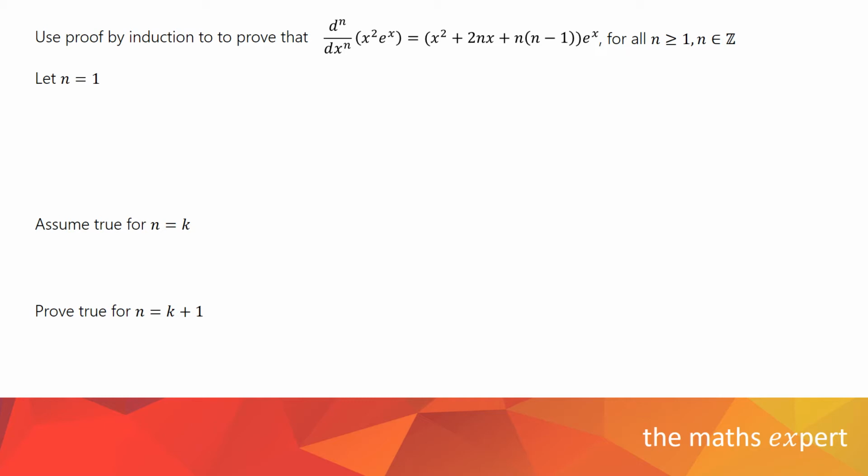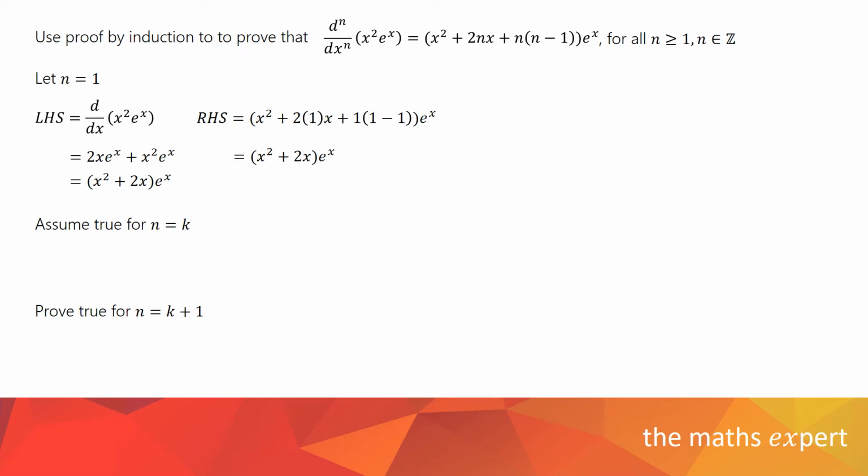I can start by looking at the left-hand side and the right-hand side. For the left-hand side, I need to evaluate the derivative of the function x squared e to the x. Here I have the product of two functions, therefore I need to use the product rule. I can now evaluate the right-hand side by substituting in n equals 1. I get the same as the left-hand side, therefore it is true for n equals 1.